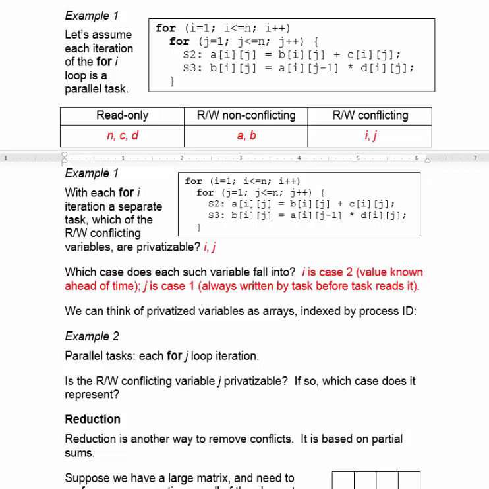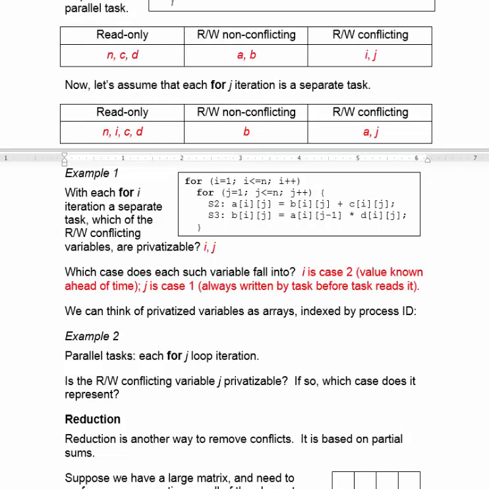Now let's take example 2. Here we have the same situation, but parallel tasks, one for each for-j loop iteration. In this case, our read-write conflicting variables were a and j. What about j? Is it privatizable? Yes, it is. It's the same situation as I was before, case 2, where its value is known ahead of time. The other read-write conflicting variable is a, and we can't privatize the whole array because the other threads need to update values at the same time they're being used by this thread.